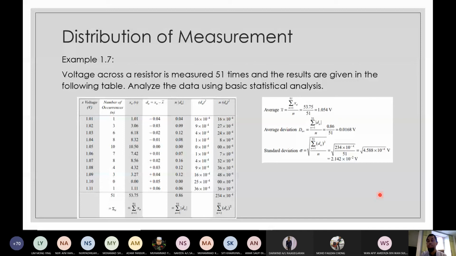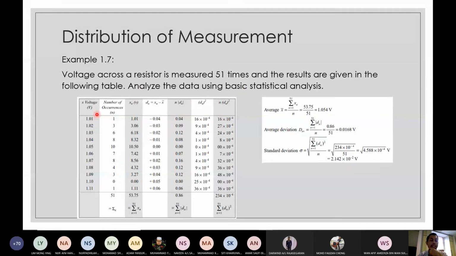And then distribution of measurement. Okay, so let's see this example here. Voltage across a resistor is measured 51 times, and the results are given in the following table. We want to analyze the data using basic statistical analysis.